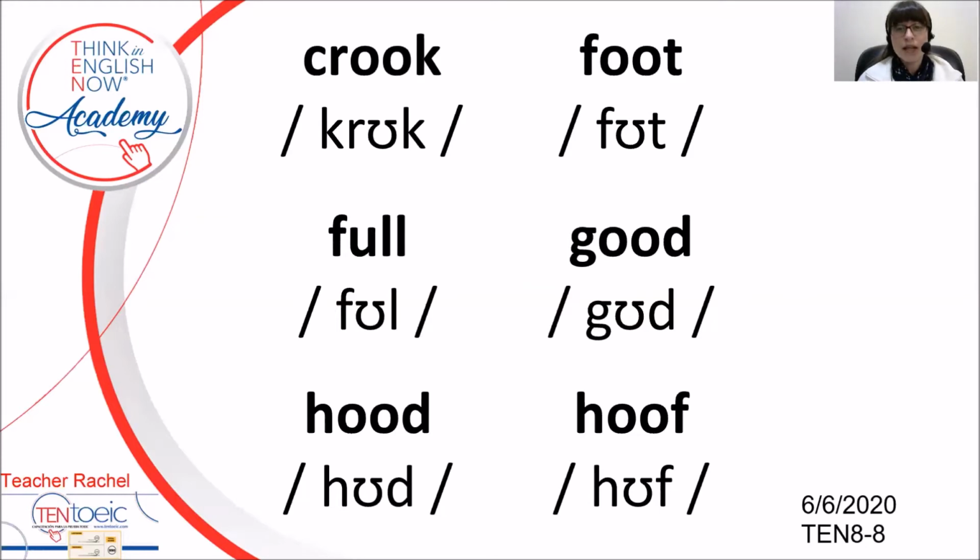Hoof. This is a part of an animal, like the foot of an animal, and it's very hard. A pig has a hoof. A horse has a hoof. So it's very hard feet of an animal.